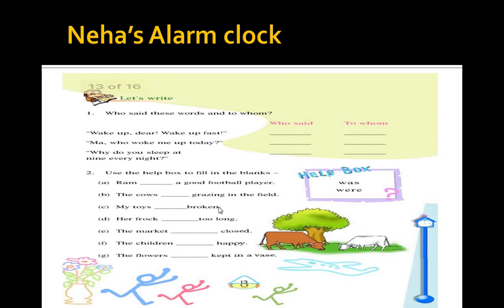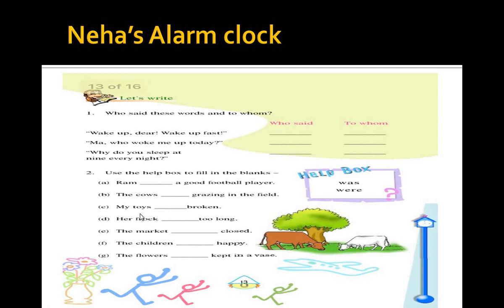Okay, so in the same way, Ram is a singular noun or a plural noun? First of all, Ram is just one particular person, so a singular noun will be used. Was is used with a singular noun, it's a helping verb. And were is used with plural nouns. So see, the cows here are plural. Ram is singular, so Ram was a good football player, and the cows were grazing in the field. In the same way, we have to continue with all of these sentences.